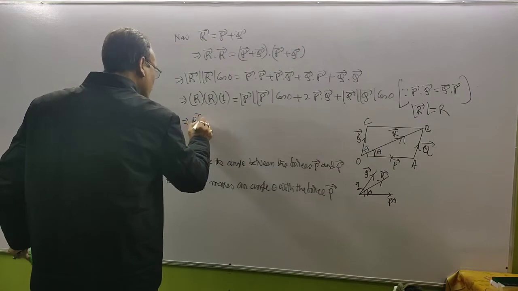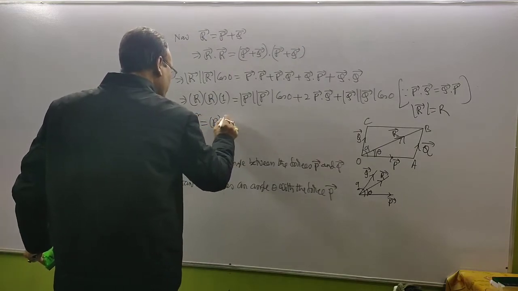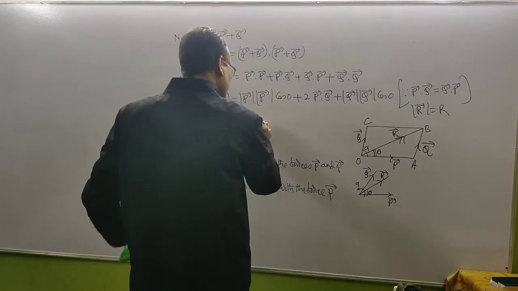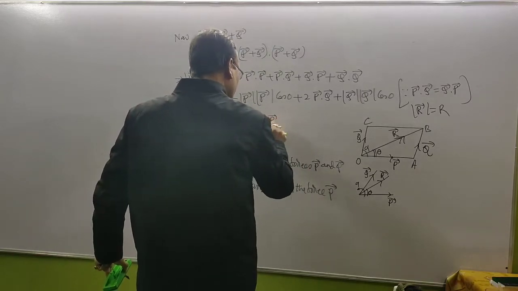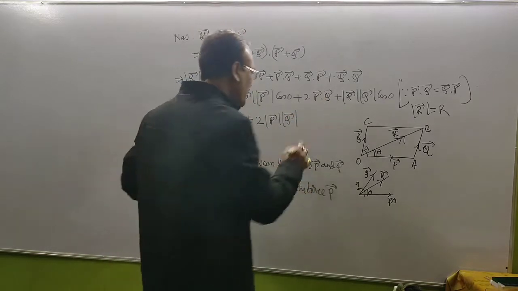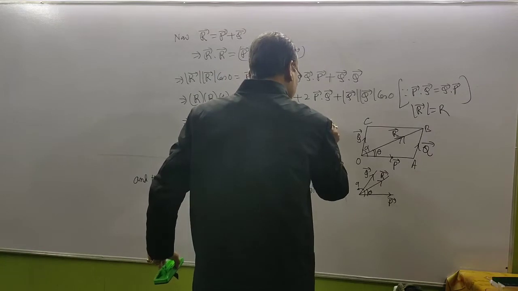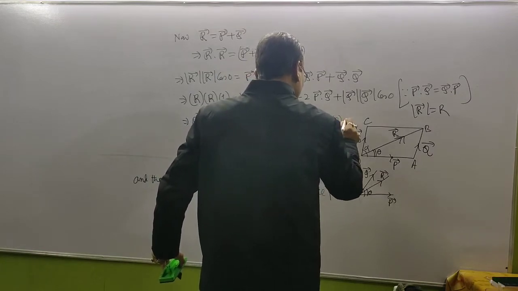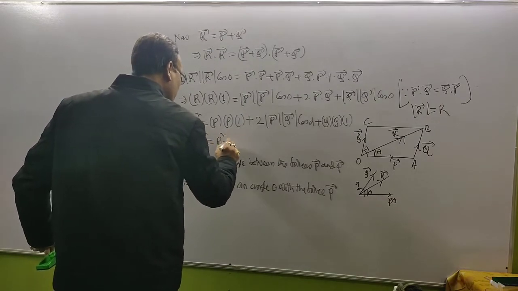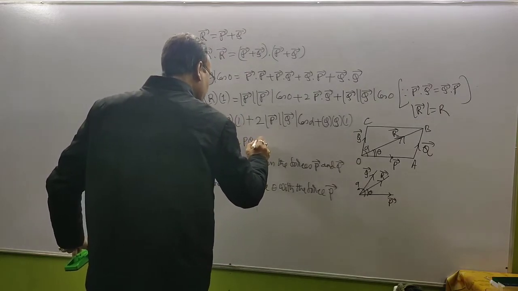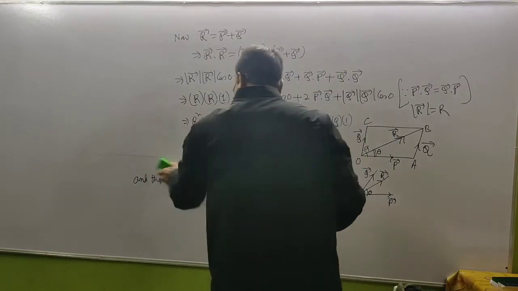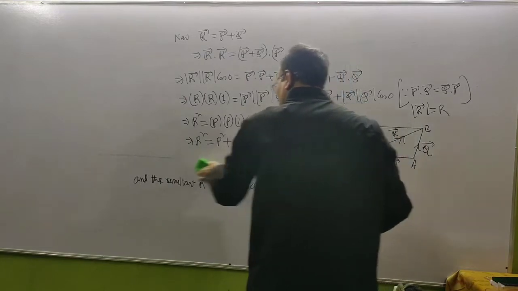This means R square equal to P P cos 0, cos 0 means 1, plus 2 times P Q. What is the angle between P and Q? Alpha, cos alpha, plus Q square. This means R square is equal to P square plus twice PQ cos alpha plus Q square.